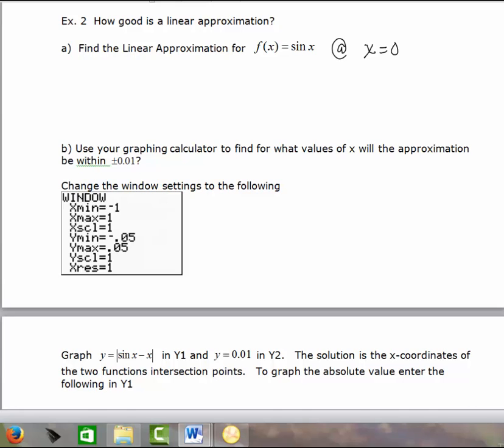I would pause the video. You can do this on scratch paper or right in here. But pause the video and find the linearization for sine x centered at 0, and then start the video up again to check your work.